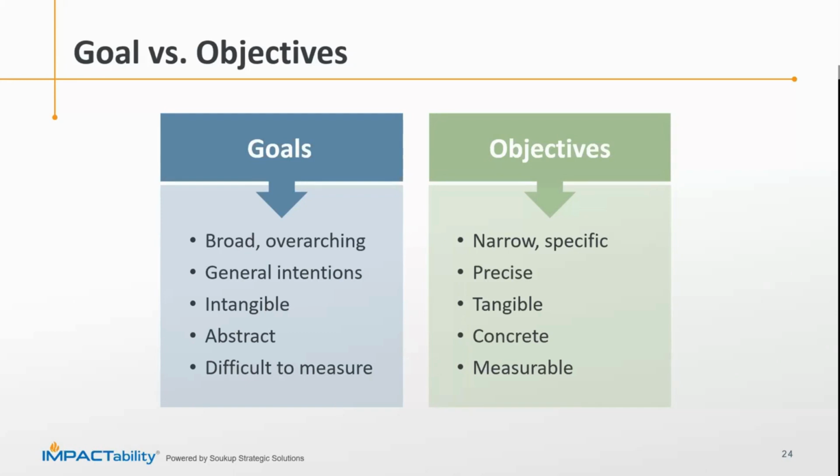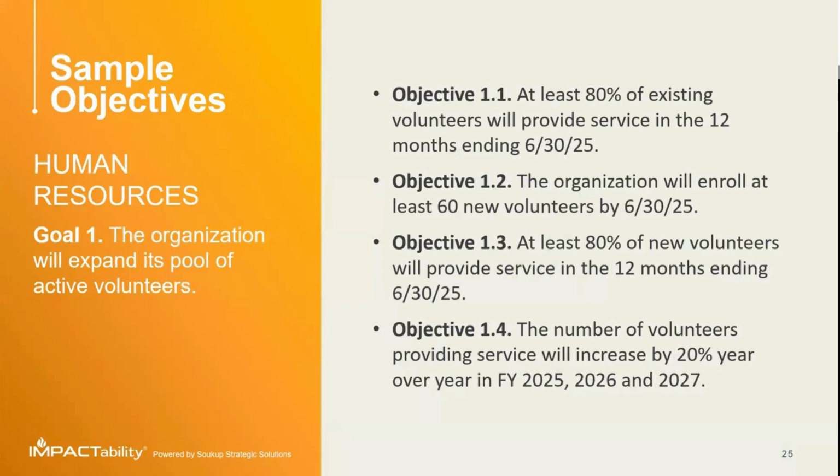Objectives are more narrow and they're very specific. They're precise and tangible, concrete, and measurable. They give you numbers, they give you time frames, and they allow you to measure your progress over time. When we talked about ambitious but feasible goals, what we're really talking about are attainable goals, things that you can attain. So when we're talking about attainability of goals, that's something that we are considering at the goal setting stage. When you're talking about measurable, you're talking about objectives. And so here are some sample objectives.